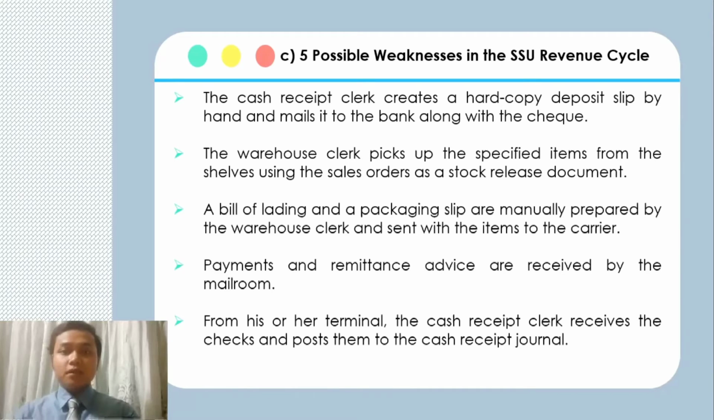The third is a bill of lading and a packing slip manually prepared by the warehouse clerk and sent with the items to the carrier.